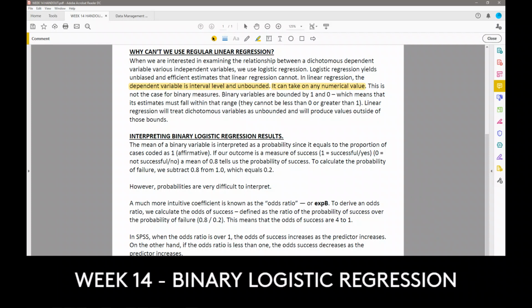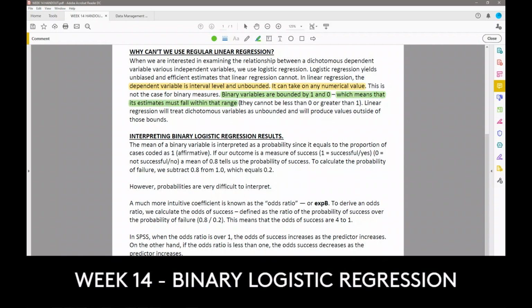Okay, but this is not the case for binary measures. Okay, well, the essence of binary variables are that they indicate 1 or 0, yes or no, affirmative, negative. Okay, they are bounded by this dichotomy. Okay, this means that its estimates need to fall within that range, 1 or 0.